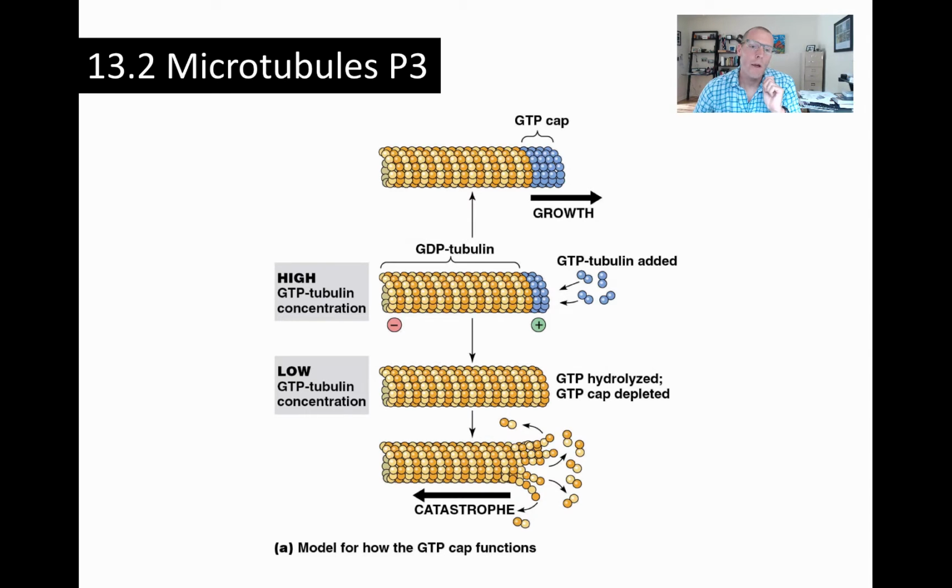And it's all to do with a cap of GTP bound alpha beta tubulin dimers on the plus end of the microtubule. So let's look at the situation where we have a growing microtubule here. So the microtubule is growing in the plus end. Here is the plus end, here will be the minus end. So if we have a high GTP tubulin concentration, so that's above the critical concentration for the plus end, what will happen is the GTP tubulin will be added to the plus end. And so that means this end grows.